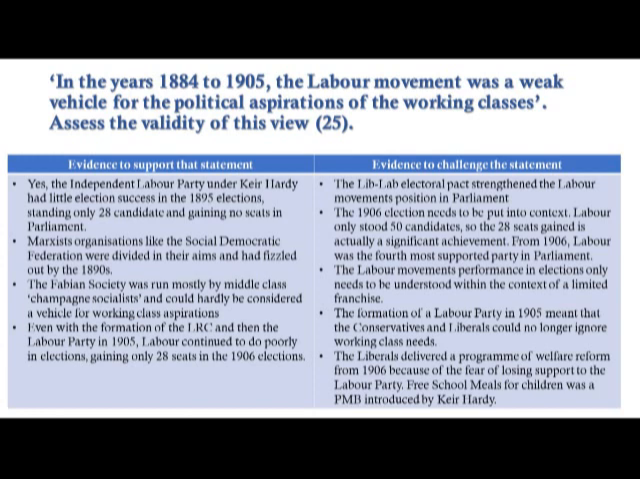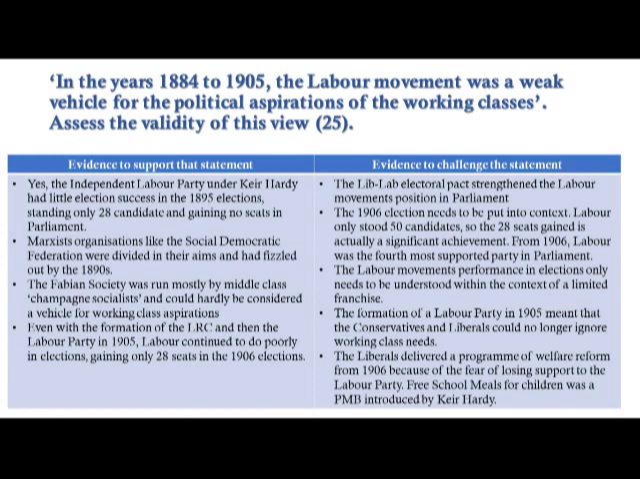You could also dig deeper into the 1906 election, and when you do that, it's clear that Labour had actually done quite well. They were only able to field 50 candidates in that general election. So the 28 seats they did gain is actually a significant achievement. And one could argue that from 1906, Labour was now the fourth most supported party in Parliament, behind the Liberals, the Conservatives, and the Irish Nationalists.